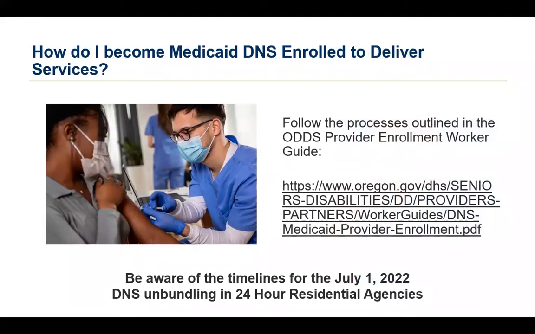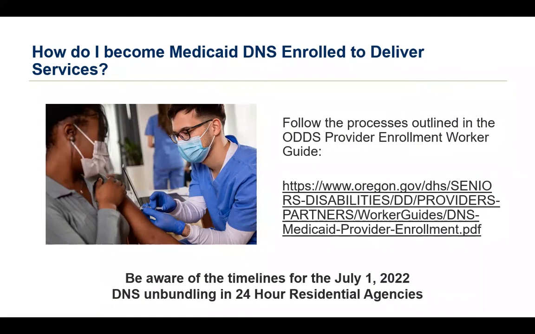You're going to need to follow the processes outlined in the ODDS Provider Enrollment Worker Guide. The worker guide outlines all the different steps depending on what type of Medicaid DNS provider you want to become. It explains what forms to fill out, who to send them to, and how to make sure you become enrolled through both any certification and endorsement process if it's for a DNSA, but also the OHA forms. I want to mention to be aware of the timelines for the July 1st DNS unbundling. If you are any entities thinking of becoming a direct nursing service agency or a direct nursing service provider and want to serve somebody for the July 1st unbundling, we recommend that you get your forms in as quickly as possible.